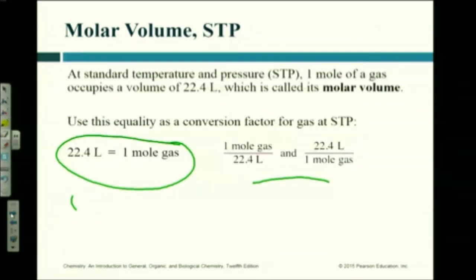Yay! This is the last time we're going to do conversions. You better enjoy it.